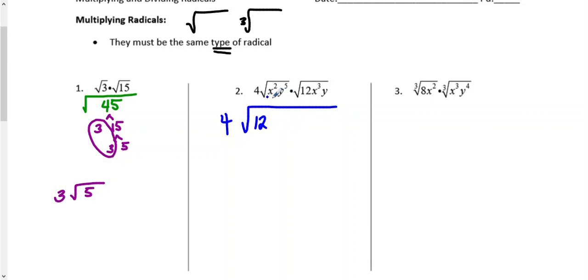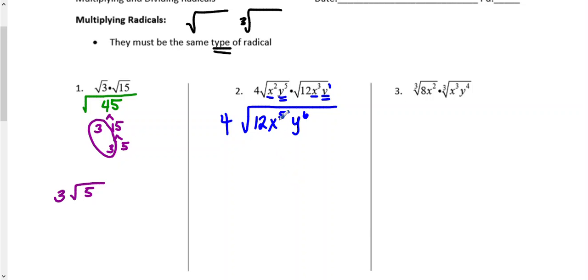And then we have x squared times x to the 3rd. And if you remember from last class, we talked about when we are multiplying the same base with exponents, we're really going to add them. So that now becomes x to the 2 plus 3, which is 5. And then we have y to the 5th times y. When you don't see an exponent, it's really a 1. So we're going to take 5 plus 1, and it gives us y to the 6th.